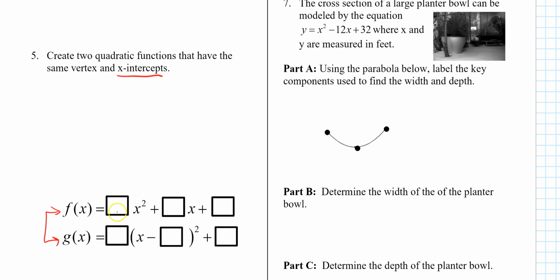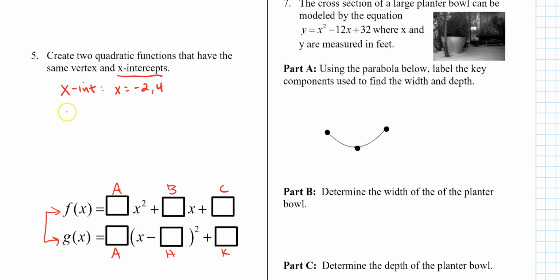The first form is standard form, where we have ax squared, bx, and c. So I need to be in standard form for one of them, and my other one is vertex form, a times x minus h squared plus k. So what I'm going to do, I'm going to start with the x-intercepts. They can be whatever you want. I'm going to pick mine to be -2 and +4. No particular reason for doing that. I just happen to choose -2 and +4.